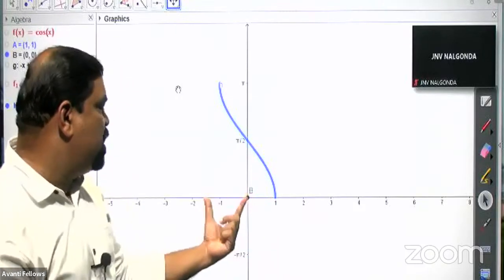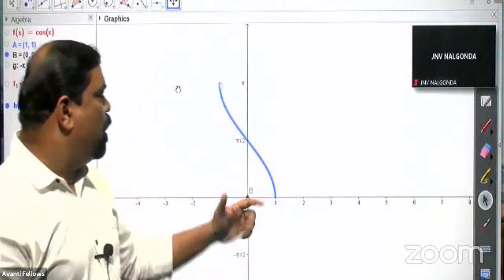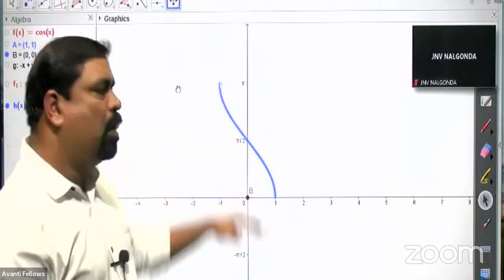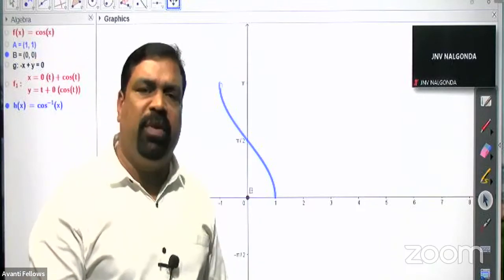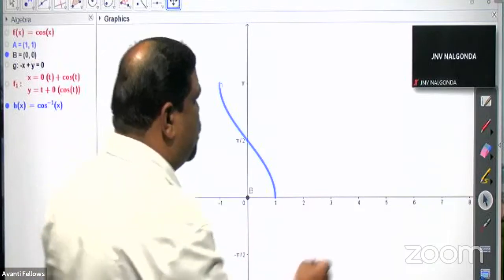So the domain is minus 1 to plus 1. Cos inverse x is a function from minus 1 to plus 1. And the range is 0 to pi. 0 to pi is known as the principal value branch of cos inverse x. So please remember the principal value branch of cos inverse x.